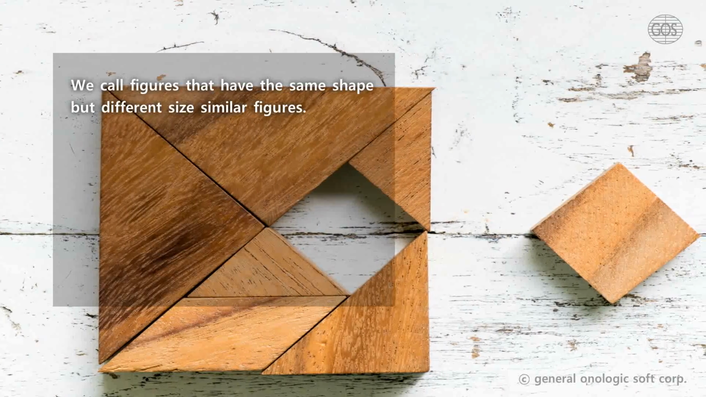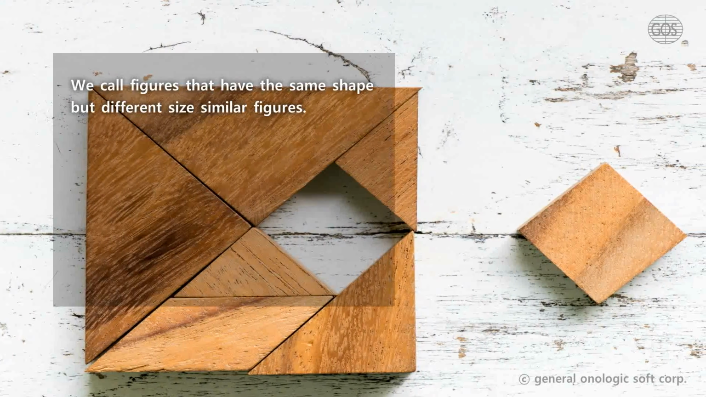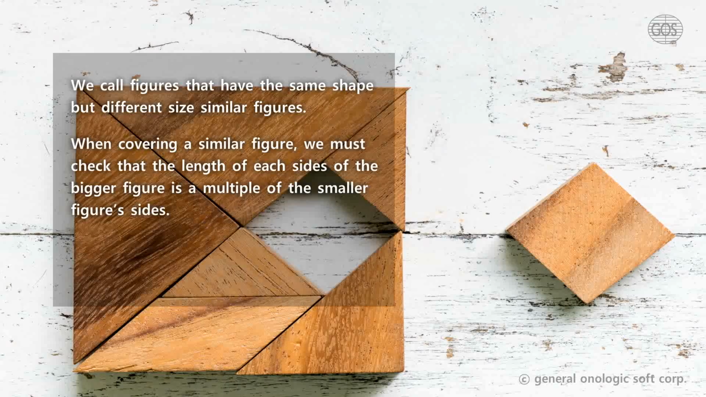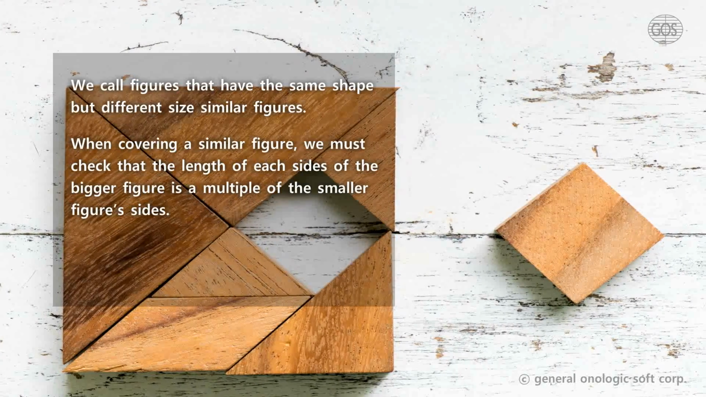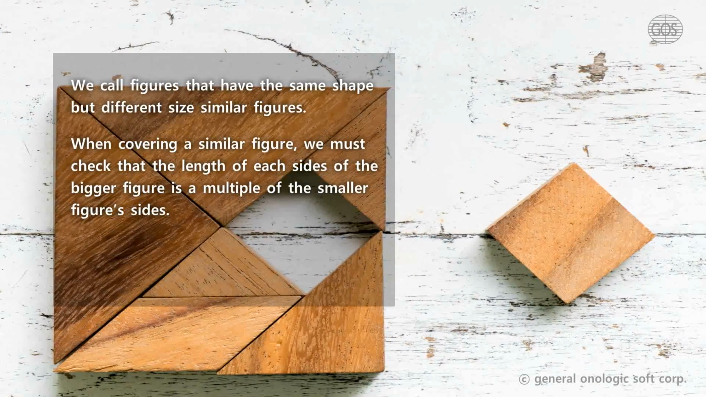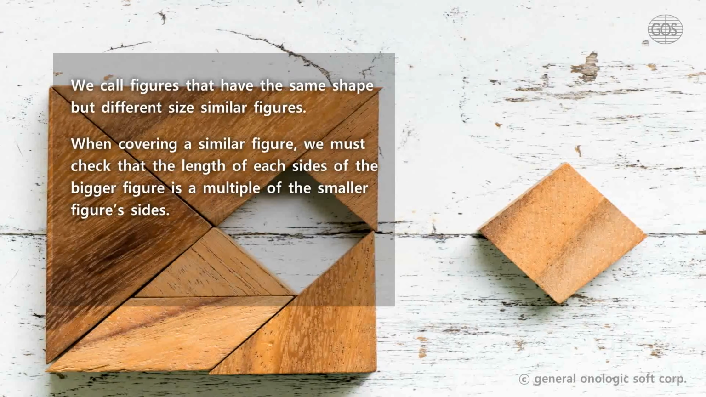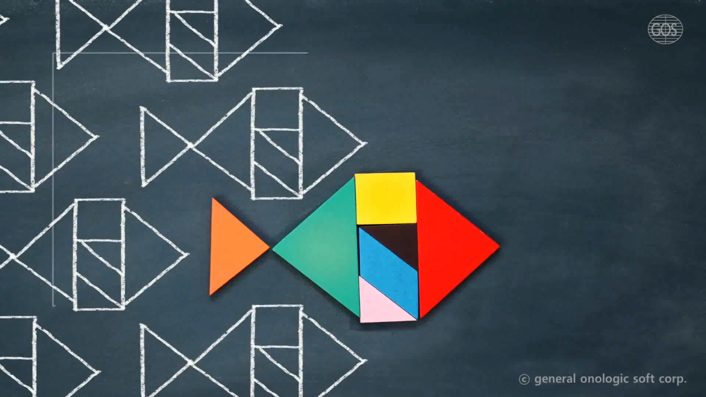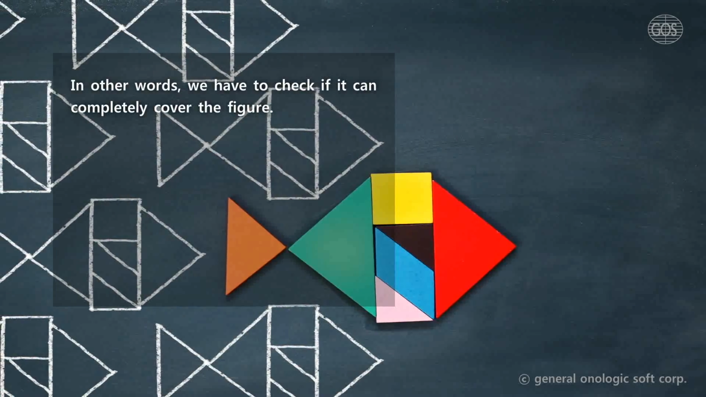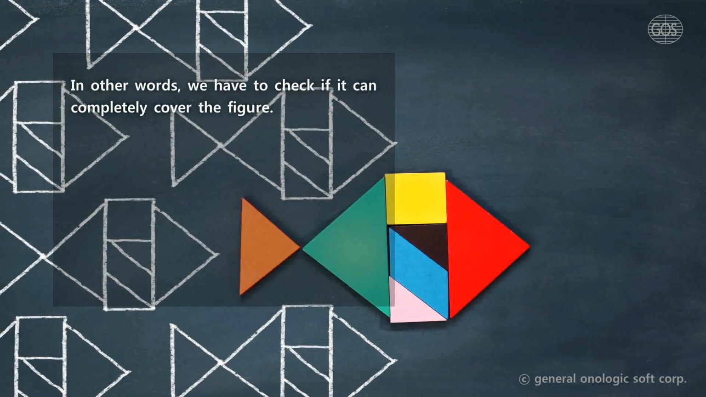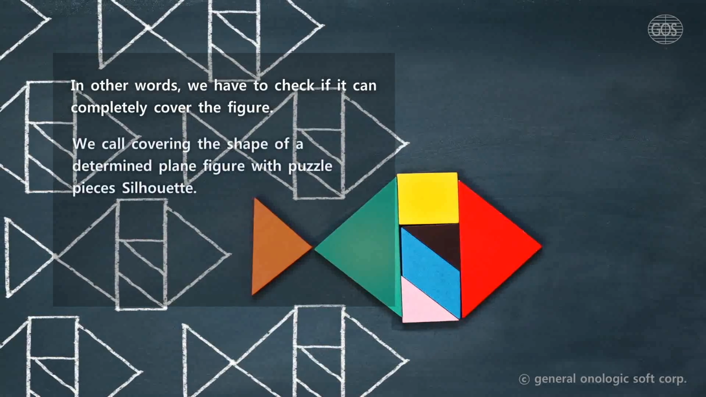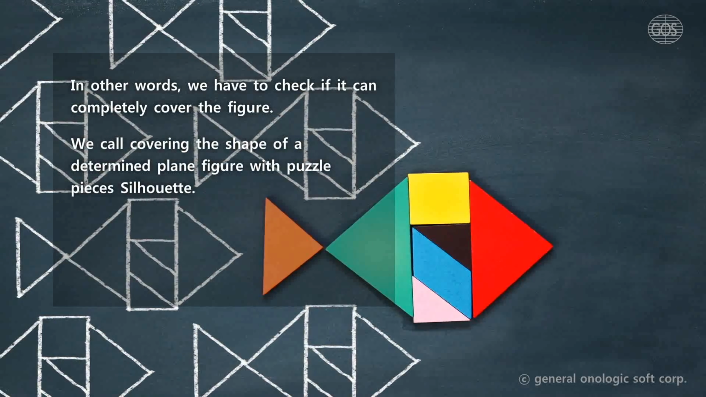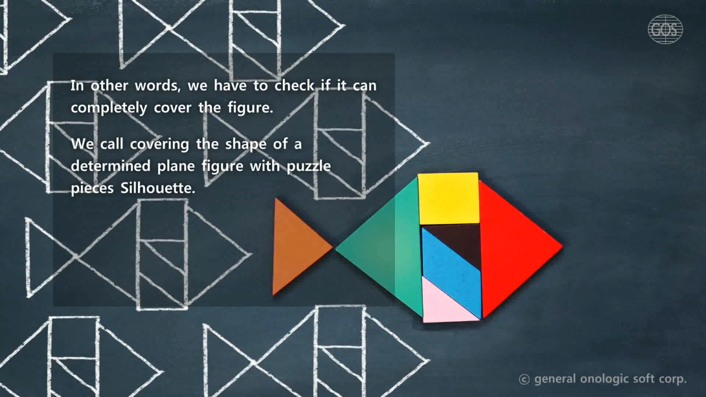We call figures that have the same shape but different size similar figures. When covering a similar figure, we must check that the length of each side of the bigger figure is a multiple of the smaller figure's sides. In other words, we have to check if it can completely cover the figure. We call covering the shape of a determined plane figure with puzzle pieces a silhouette.